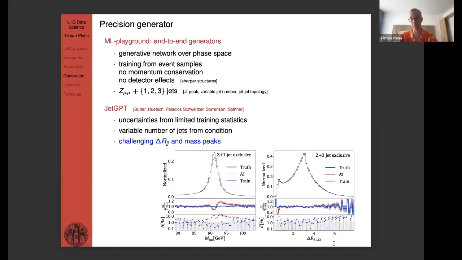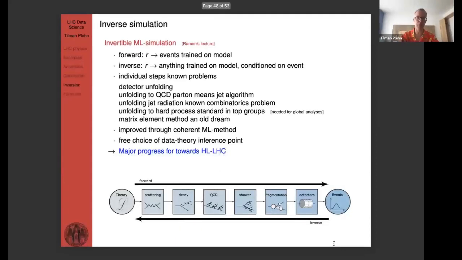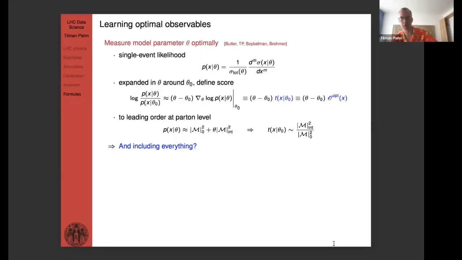And we're not ready for what we call production runs. The last example I want to talk about is something that, as a theorist, is close to my heart. It's basically how to learn formulas.